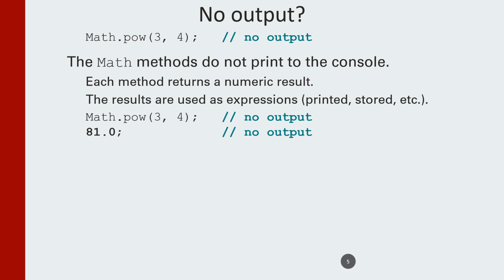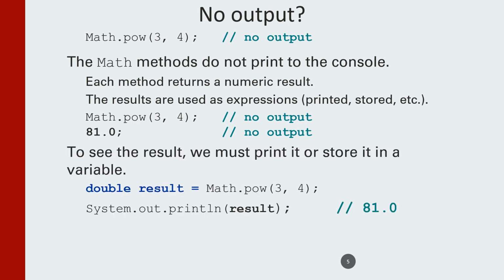So take a moment to think, if I want 81 to appear on my output, how do I make it do that? So the answer to that is to use some sort of print. You can store it in a variable. So here I have double result is equal to Math.pow, System.out.println(result). And now that will actually appear on the terminal. So if you are not seeing an answer that you are expecting to see on your terminal, make sure it's actually printing things out.